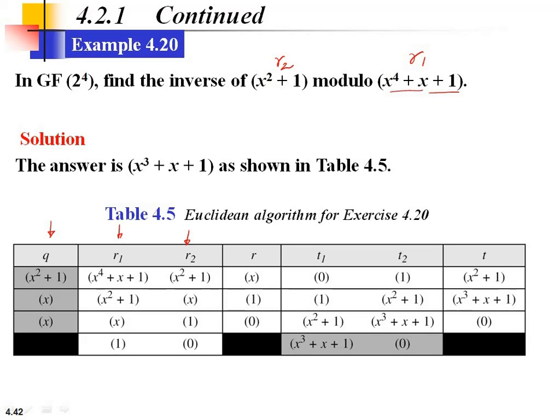We'll divide r1 by r2, and we will get some quotient here, and then we will get a remainder also. And then there are two more variables, t1 and t2. They are initialized with 0 and 1, and then based on the extended Euclidean algorithm, we will calculate the value of t. One by one we will repeat this process until r2 becomes 0. Once it becomes 0, then the inverse is x cube plus x plus 1. This is the inverse. In this manner you can compute the inverses of polynomials also.